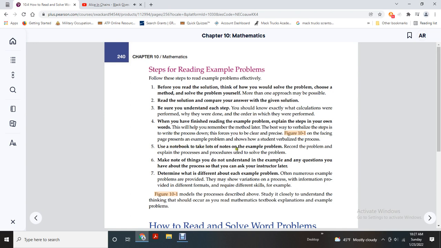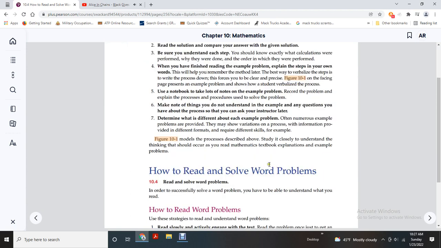5. Use a notebook. Take lots of notes on the example problem. Record the problem and explain the procedures used to solve it. 6. Make notes so that you understand the example. Write down any questions you have about the processes so that you can ask the instructor later.